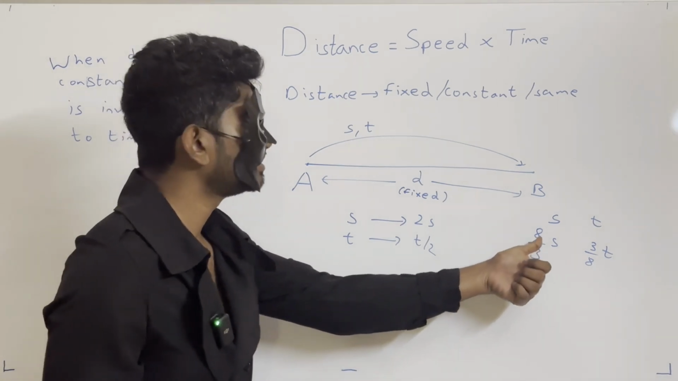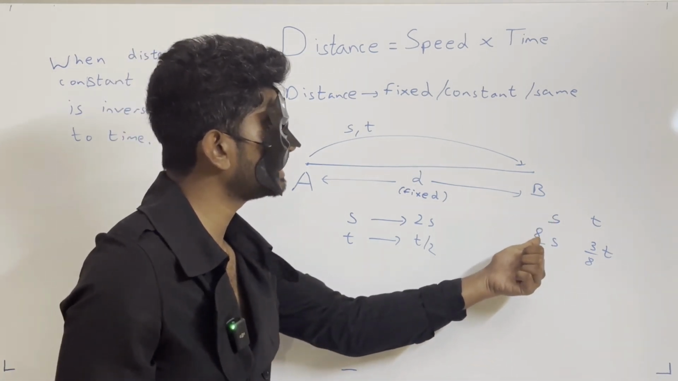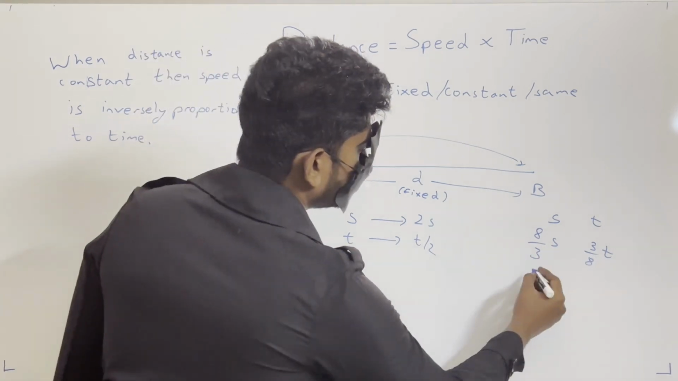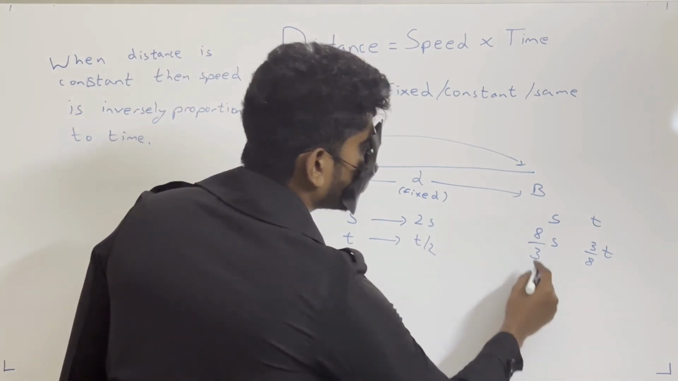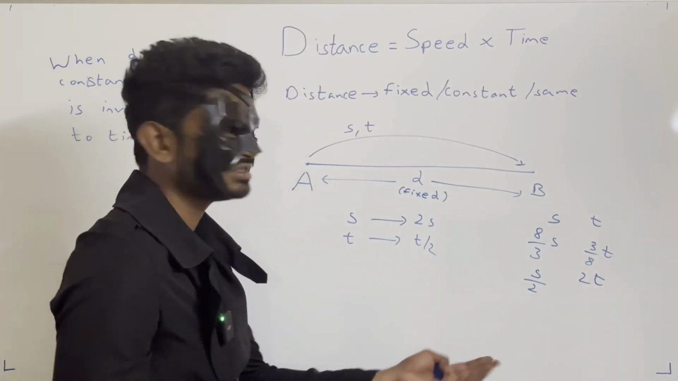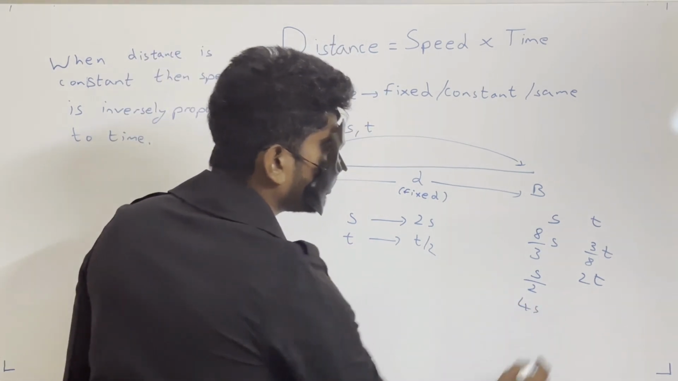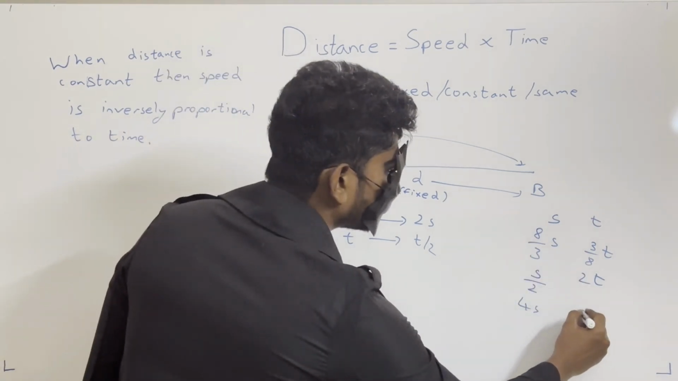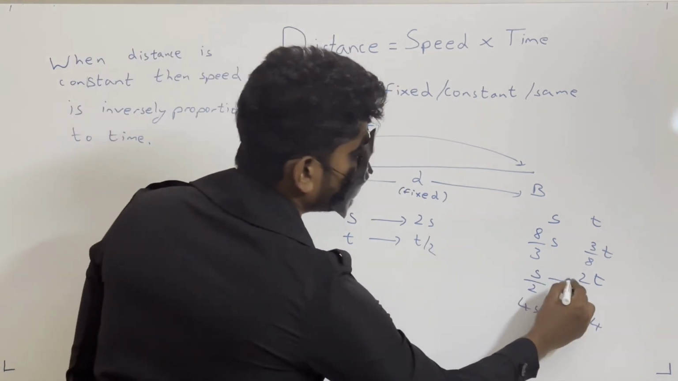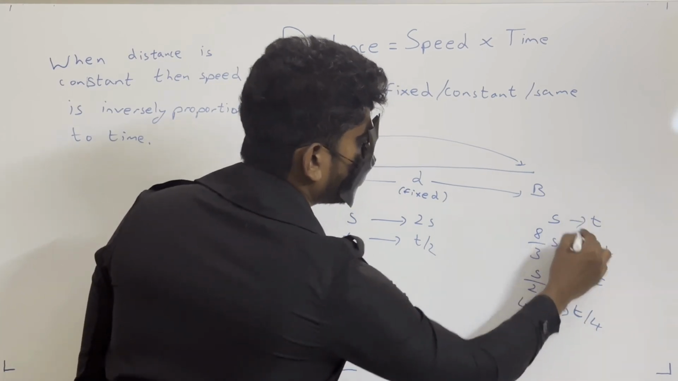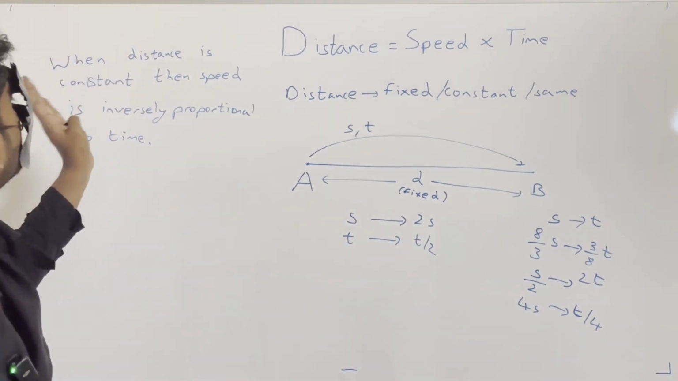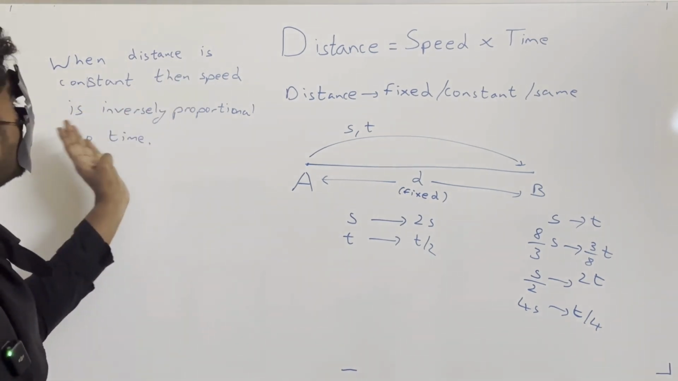When speed is increased to 8 by 3 times, then time will become 3 by 8T when distance is fixed. And suppose speed is made half of that, it becomes S by 2, then time will become double, 2T. Similarly, suppose speed is made 4S, then time will become 1/4 of that. So here you can see it is inversely proportional. When distance is constant or fixed, then speed is inversely proportional to time.